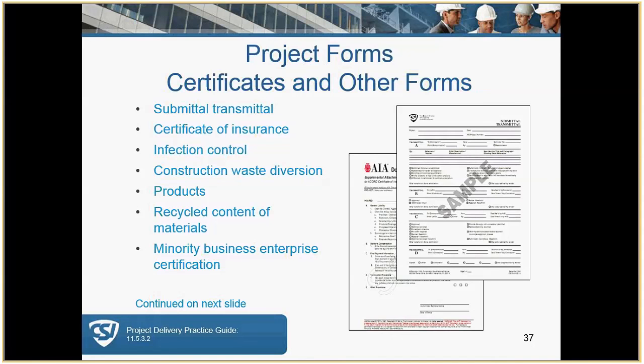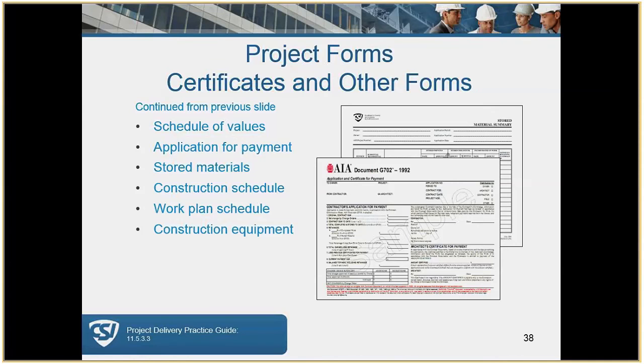There are many other forms that are going to be used throughout the project delivery process. Here's a list of the common ones. Things like infection controls, very important in hospitals. Construction waste diversion may be stipulated where you have hazardous waste material being delivered to ensure compliance with EPA regulations. Recycled content of material is a common form used on sustainability projects. And again, MBE certifications are common on federal and state and even local government requirements. Some of the other forms you may find in this section of the project manual.